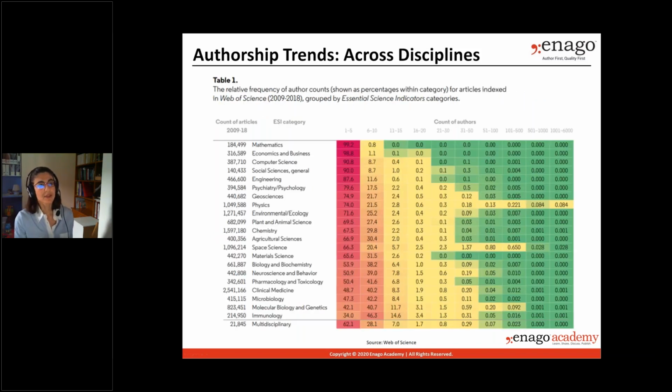Now, coming back to this issue of number of authors across different disciplines, as you will see in this heat map, different disciplines have different trends in the number of authors. So, for example, in the area of mathematics, you most often see 1 to 5 authors. This is approximately 99% of publications. In economics and business, again, the low number of authors is very common.